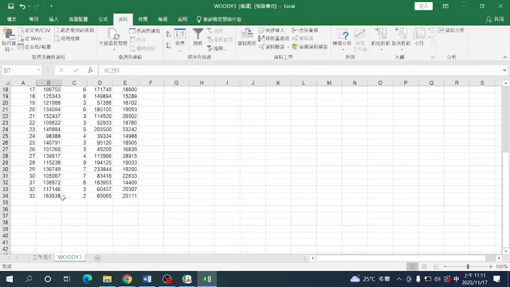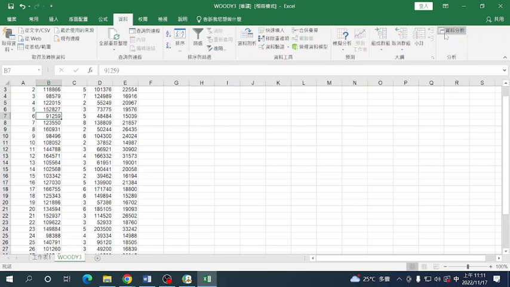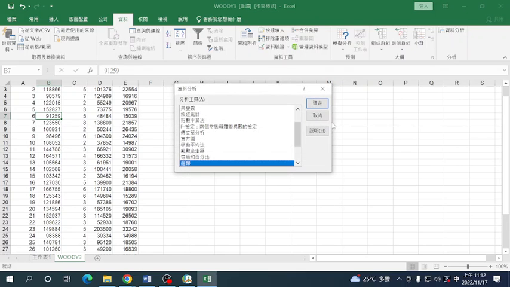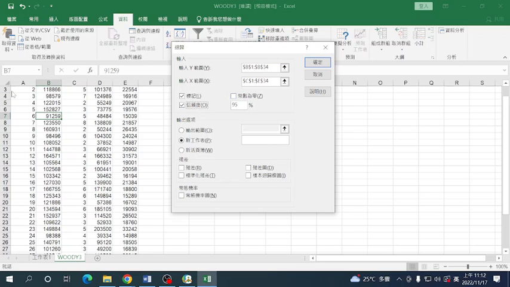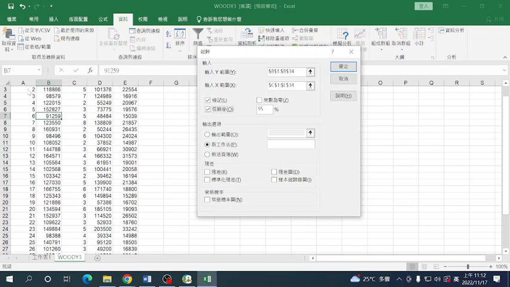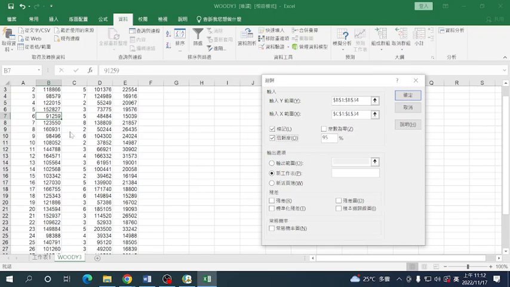Go back to my original data, then data analysis, then choose the regression, okay? When I put my Y, the range of my Y is including the name of the variables. You have to include the name of the variables. So, sorry. What's wrong with this one? I have to include the name of the variables.